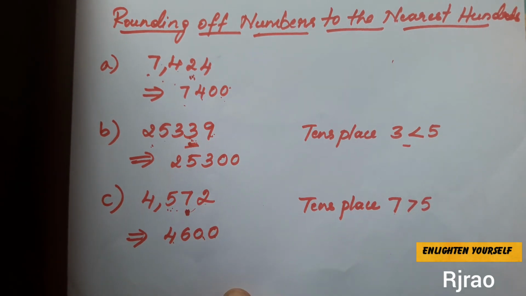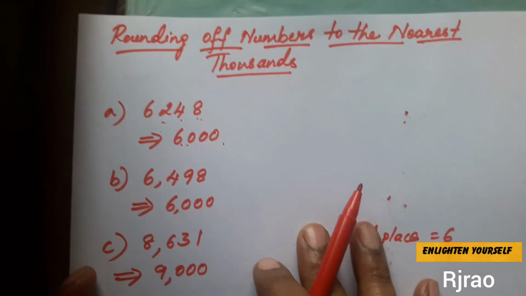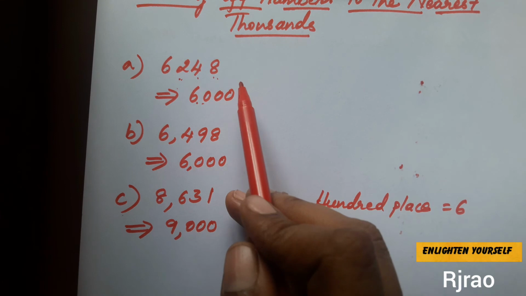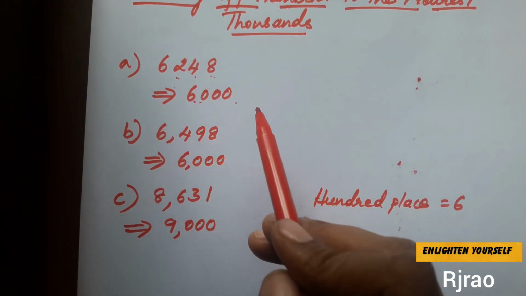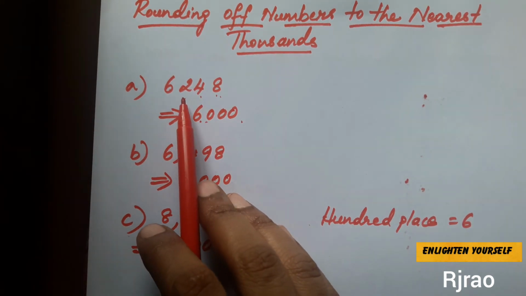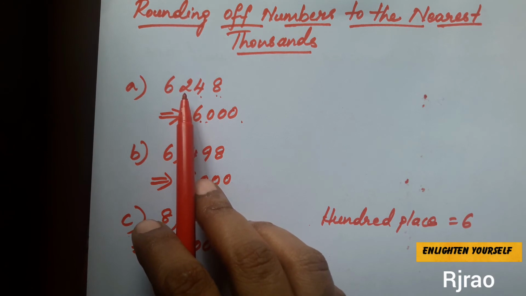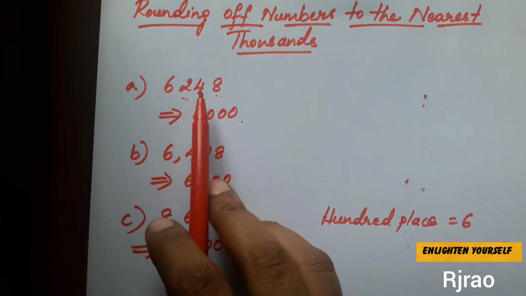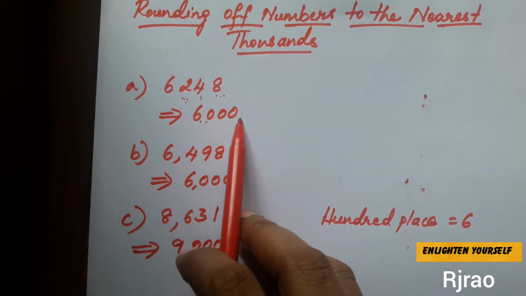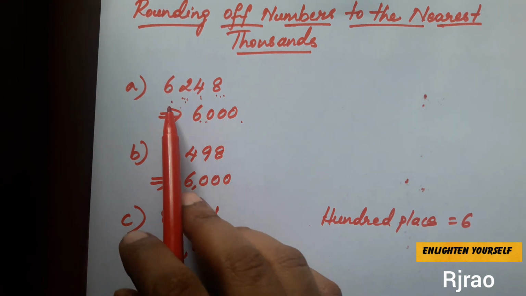Now next is rounding off numbers to the nearest thousands. How to do this? 6248 is given. Here we have to see the digit in the hundreds place. The digit in the hundreds place is 2, which is less than 5. Therefore the hundreds, tens and ones place digits are rounded off to 0. The digit in the thousands place remains the same, so it is 6000.